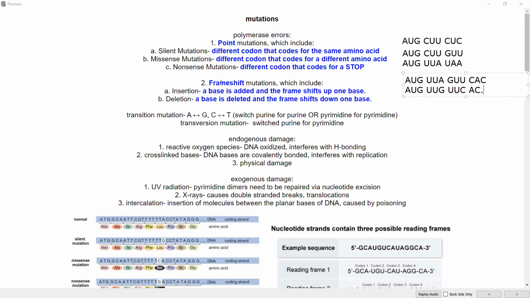What I just showed you is a deletion. We deleted the A here. But you can have the opposite effect. You can also have an insertion. If you have AUG, UU, and now let's say we insert a C, then this is going to get pushed down, AGU, and then UCA, and so on and so forth. So these are the two major categories of polymerase errors, point mutations and frame shift mutations.